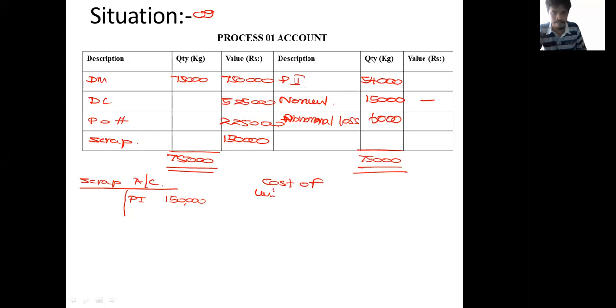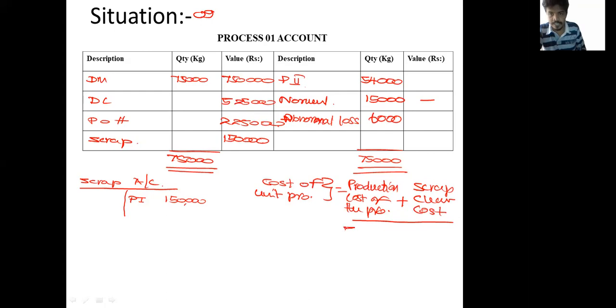Cost of unit processed equals production cost of the process plus scrap clearing cost, divided by expected good units. Here production cost we can identify as direct material plus direct labor plus production overheads, 1.5 million.